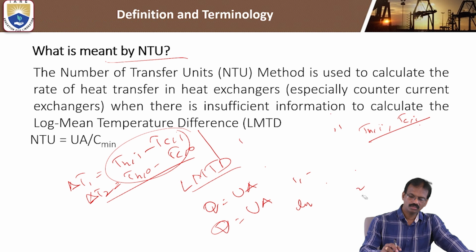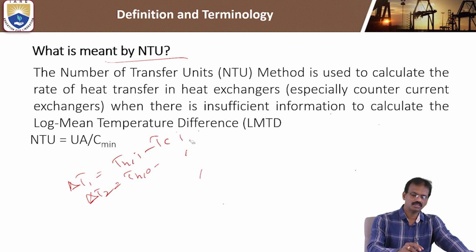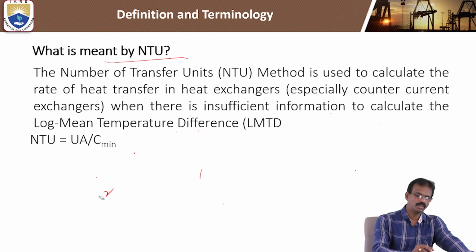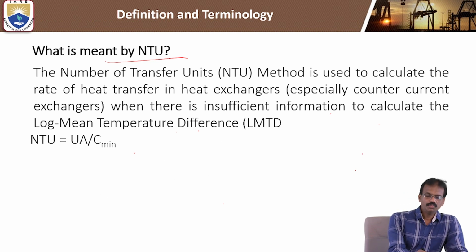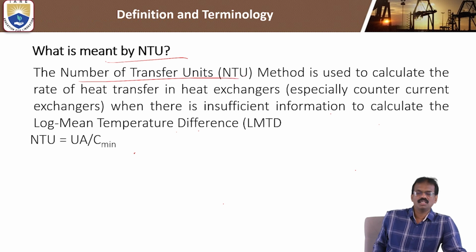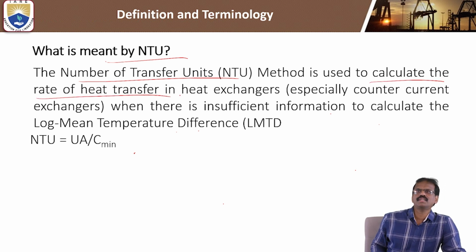Okay. So in that case, we'll prefer the NTU method. By using the NTU method, we can find the rate of heat transfer without the use of outlet temperatures of both the fluids. Both the fluids means hot fluid and cold fluid. Okay. So that is the main advantage of the NTU method. NTU, that is nothing but number of transfer units, is used to calculate the rate of heat transfer in a heat exchanger.